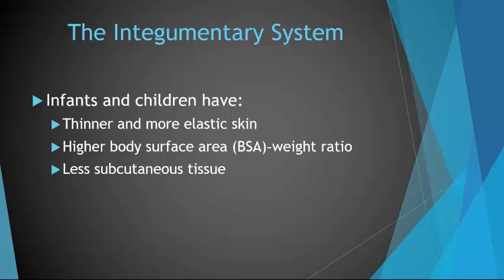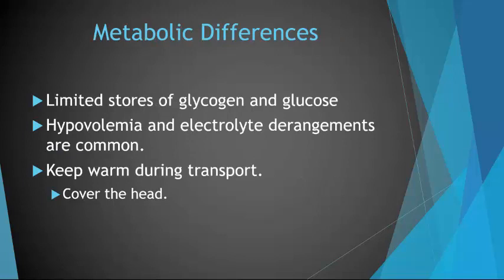Many burns that would be minor or moderate in adults are severe in children, and this is, remember, because of the body surface area to weight ratio. Limited stores of glycogen and glucose are going to make the child more susceptible to hypoglycemia. Also, children are highly susceptible to hypothermia due to lower glucose as well. You want to keep them warm. Significant hypovolemia and electrolyte derangements are more common as a result of severe vomiting and diarrhea. You want to keep the child warm during transport and prevent the loss of body heat.